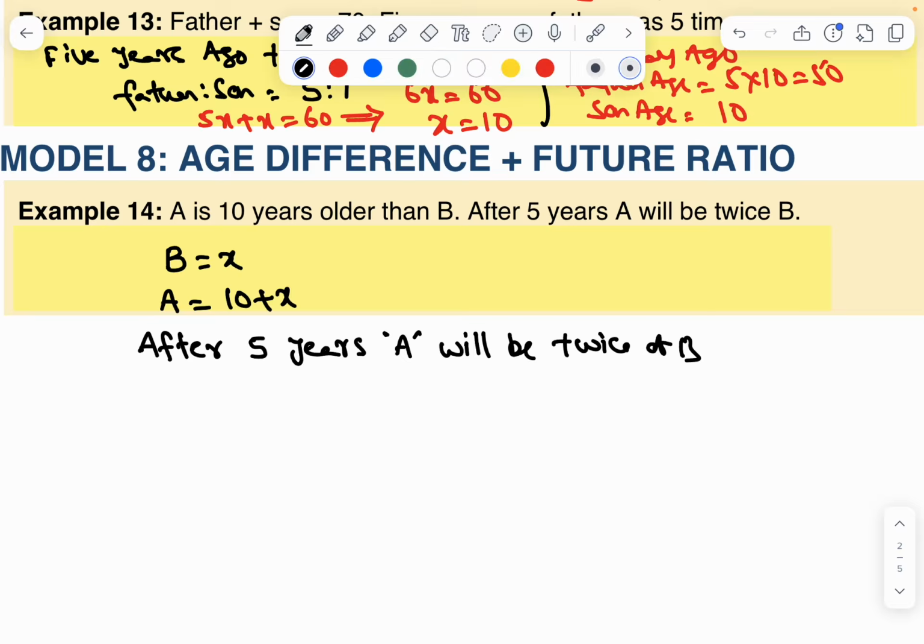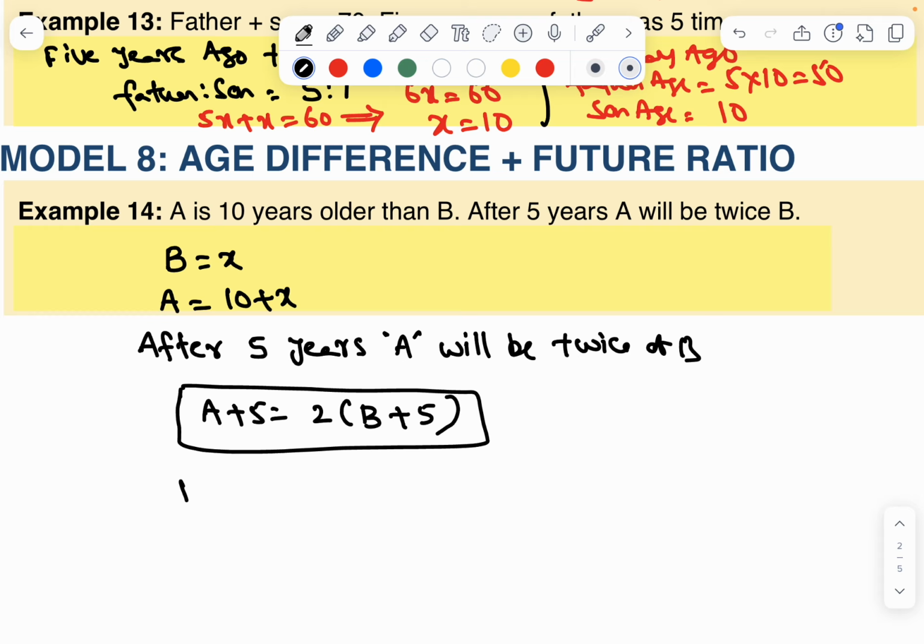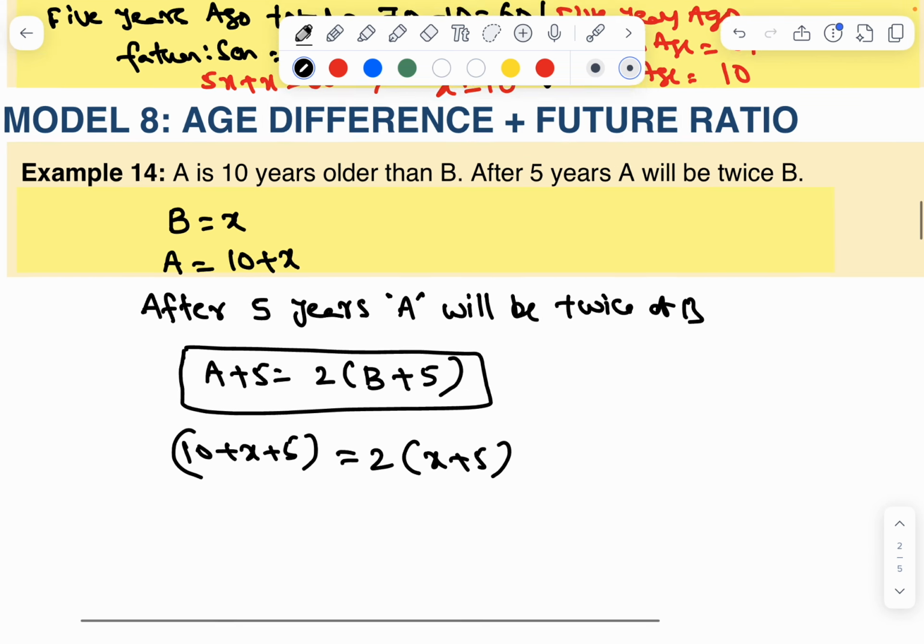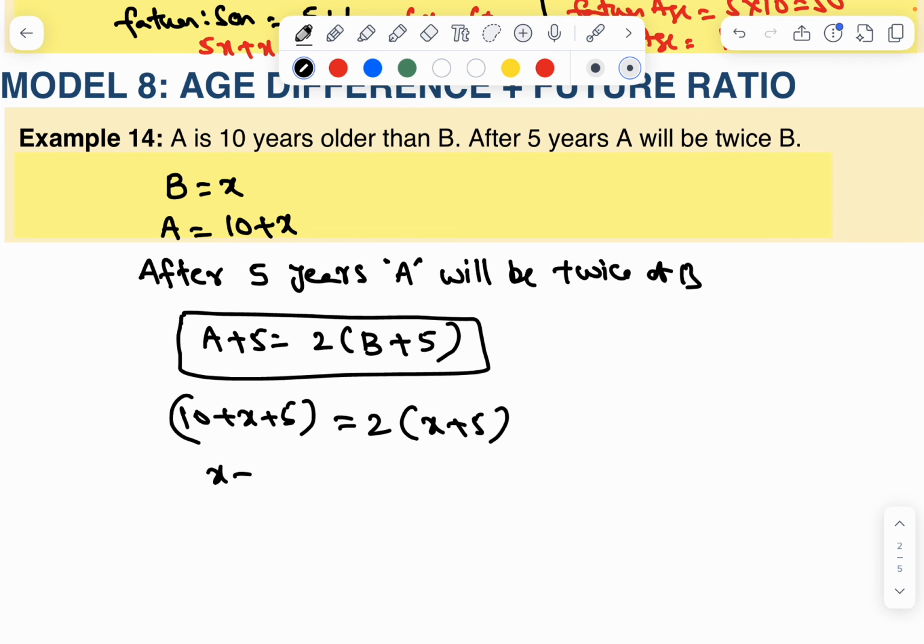A plus 5 is equal to 2 into B plus 5. This is the condition. That is 10 plus x plus 5 is equal to 2 into x plus 5. That is x plus 15 is equal to 2x plus 10. Therefore, x is equal to 5.